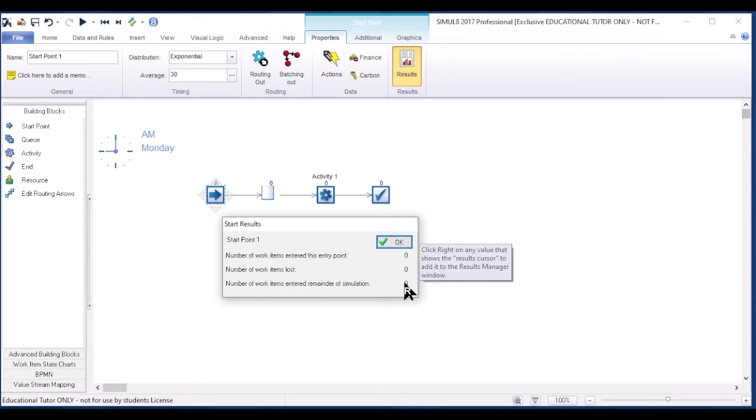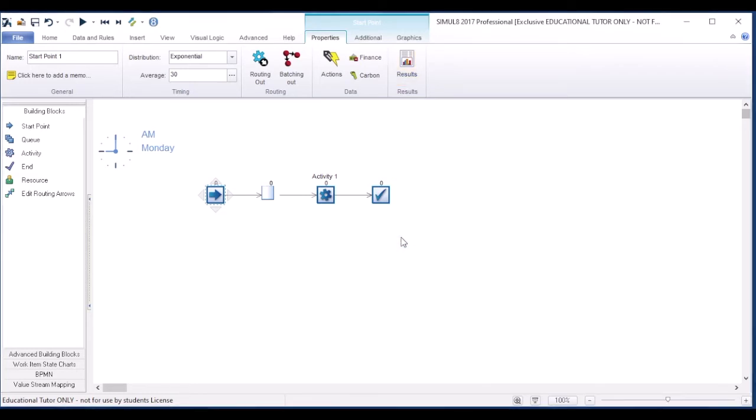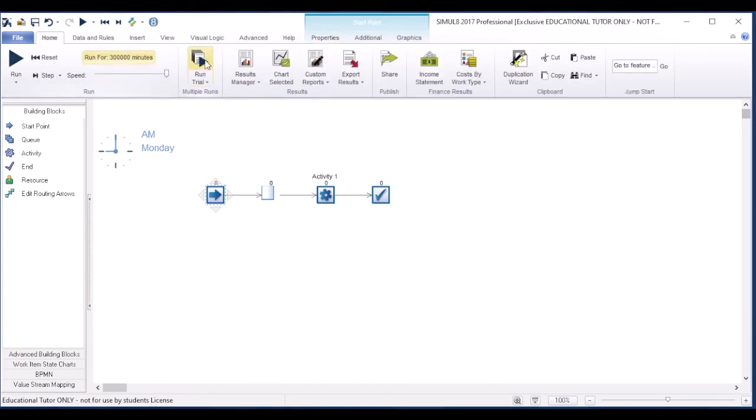Of course, if you want to calculate the effective arrival rate, lambda sub e, I need to use the entered count divided by the first node, the one that entered the system divided by the total number created. I click OK, go back to the Home tab, and run the trial.